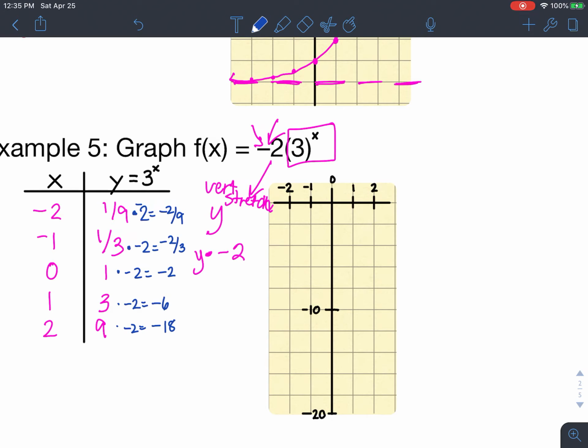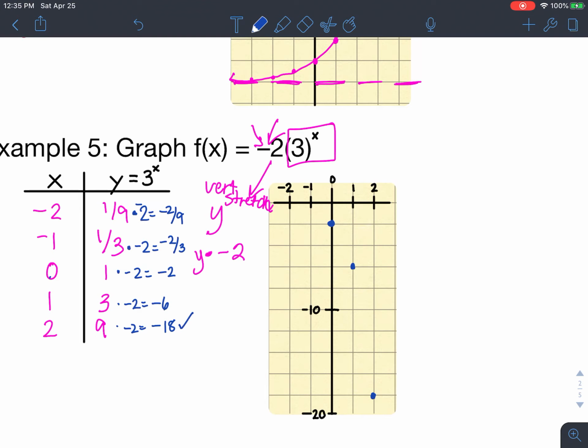Okay, so notice that because this number got so big, I did change the scale here so that each block on the vertical axis really stands for 2. So the point 0, -2 then will really be here. 2, 4, 6, 8, 10. 1, -6, that will be over 1 and down 2, 4, 6. And over 2 down 18 will be here.